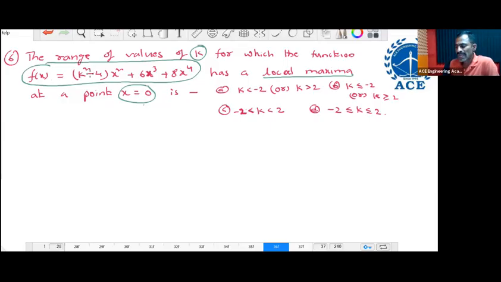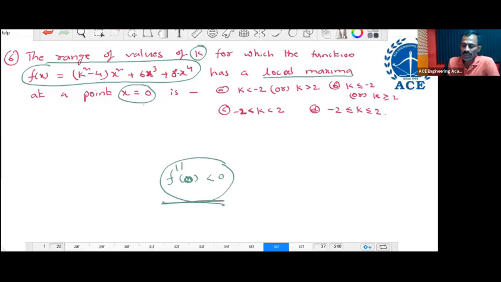Already he is saying that maximum at x equal to 0 only, local maximum at x equal to 0. Whenever the function has maximum, definitely the first derivative is 0, and the second derivative at this point should be less than 0 for a maximum. With this condition, we can find the range of values of k only. So to have maximum at x equal to 0, the condition is f double dash of x less than 0 only. Use this condition, solve for k only.